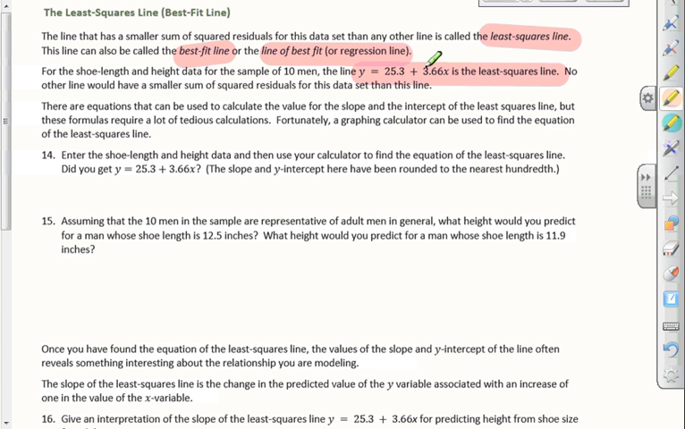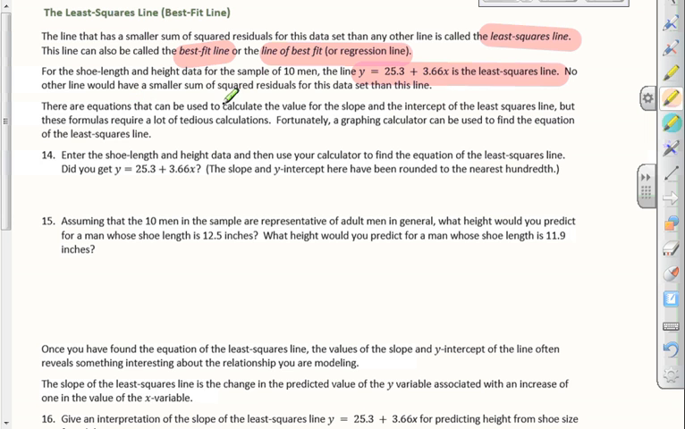That means if we took the residuals off of this line, squared them, and got our sum, which was 34.5, we would never find another line that could get lower than 34.5. So therefore, that becomes our least squares line, which in turn becomes the best fitting line. So no other line would have a smaller sum of the squared residuals for this data set than this line.